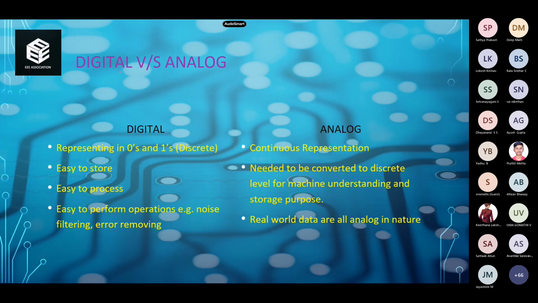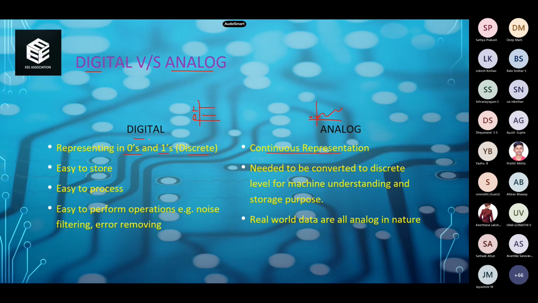First of all, we start with the digital: what is meant by digital and what is meant by analog. Digital is basically representing in zeros and ones, that is the discrete form. So we do not have levels other than 0 or 1, and basically we have 2 bits. But in analog, you will have the continuous one, so you can say 0, 0.2, 0.5 and all. So it is the continuous representation.